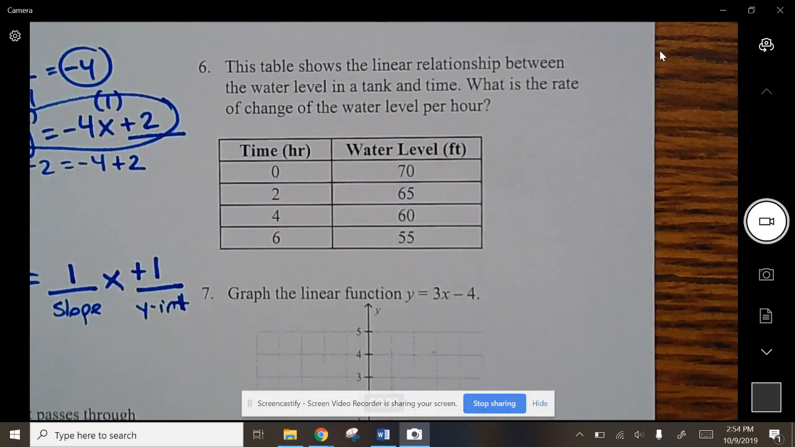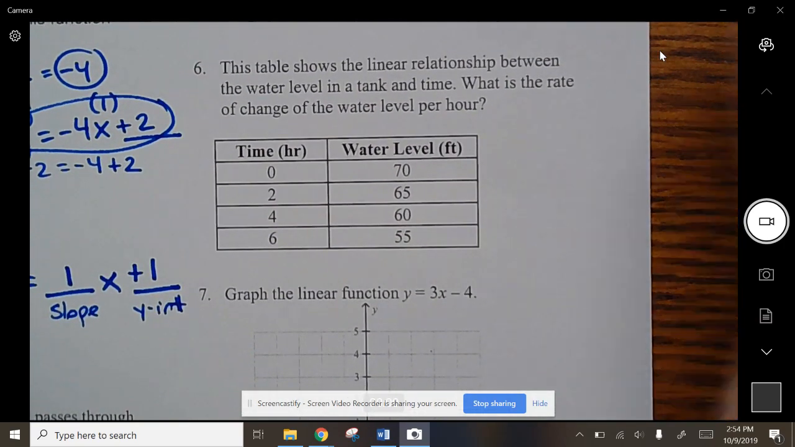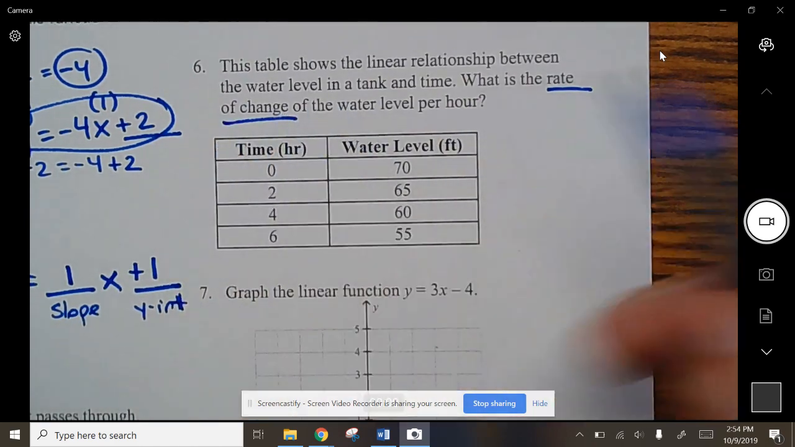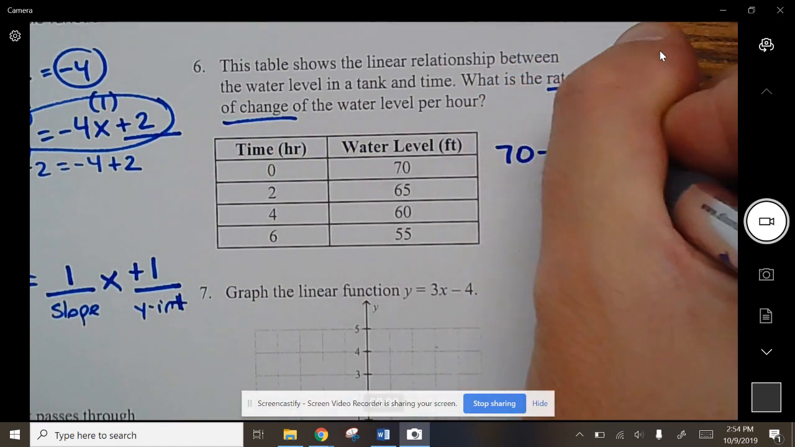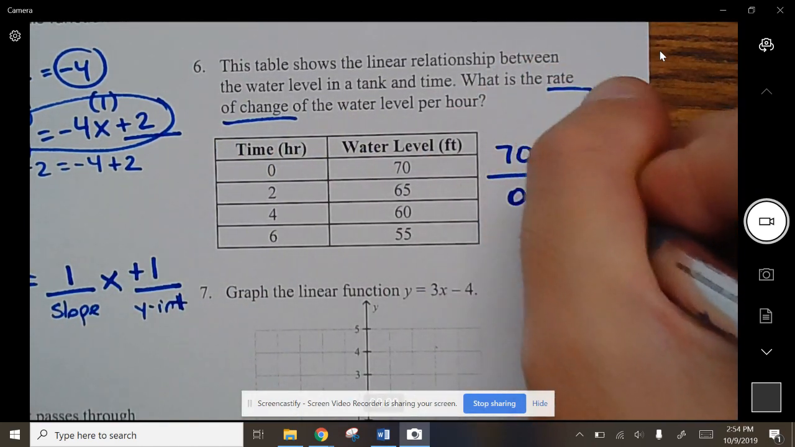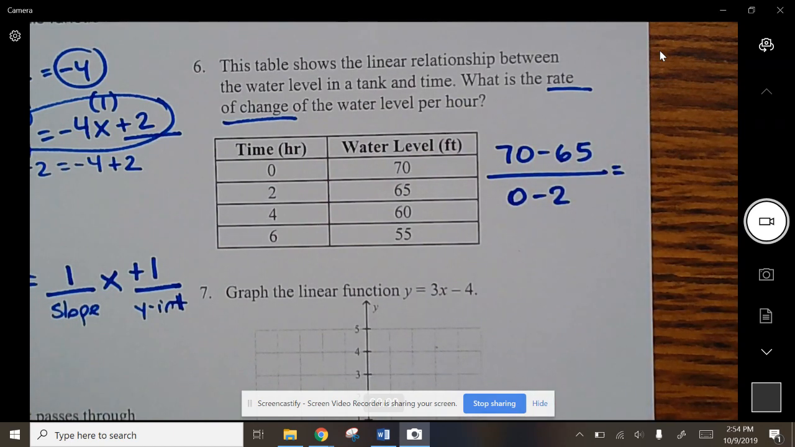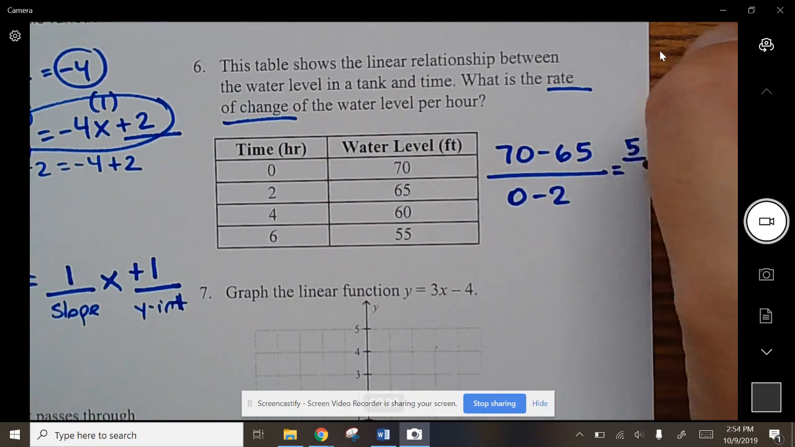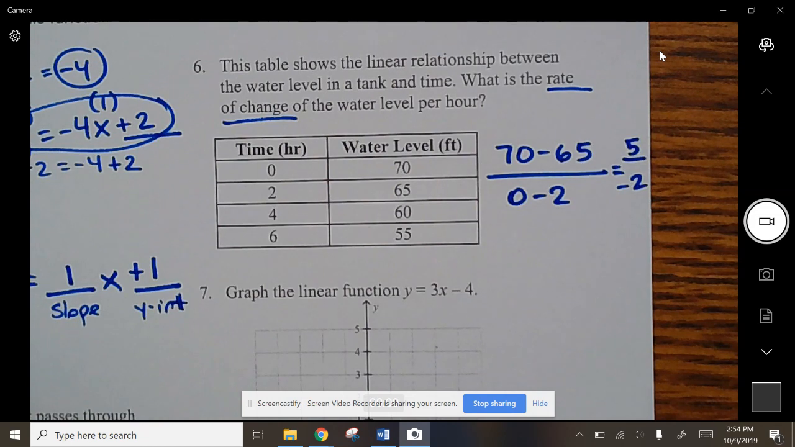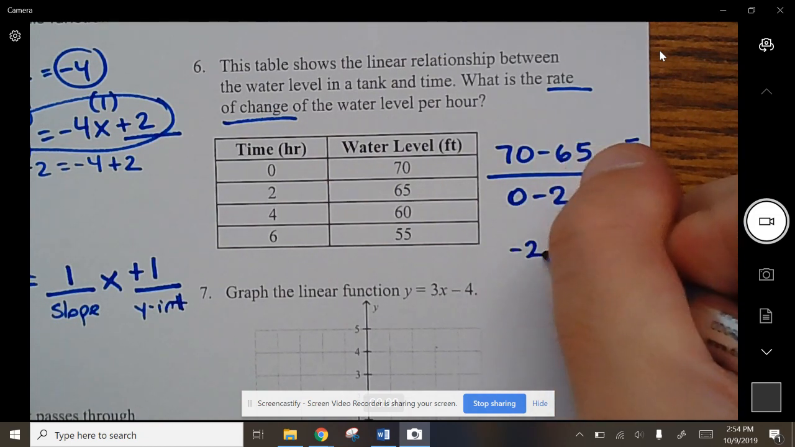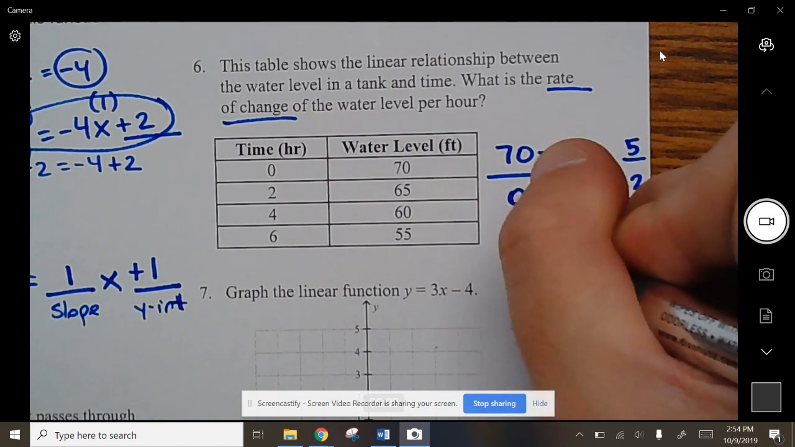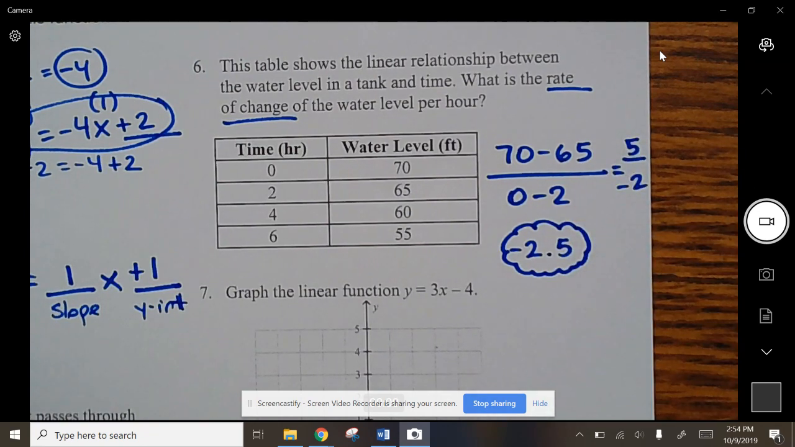Number 6, we actually did in class for most of us. If you plug this in, all it cares about is the rate of change. 70 minus 65, 0 minus 2. I get 5 over negative 2. 5 over negative 2. If I plug that in the calculator, I get negative 2.5. And that is my rate of change.